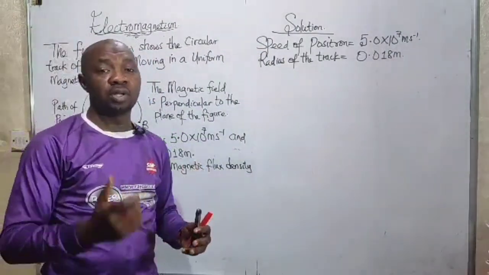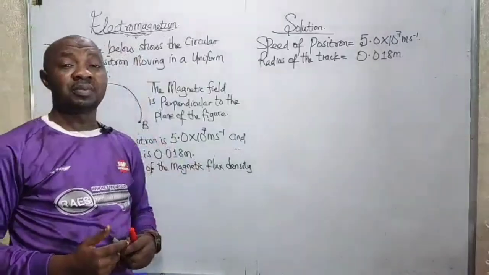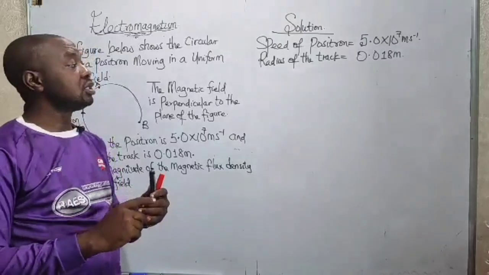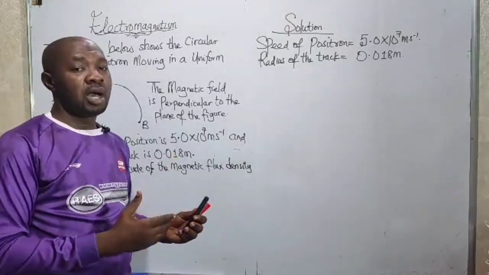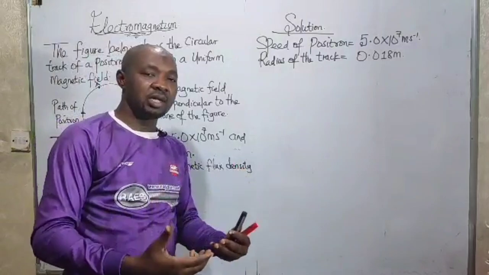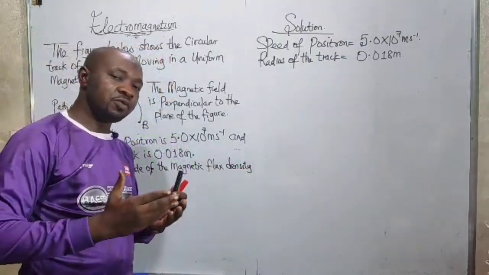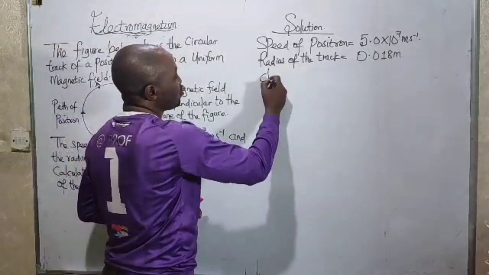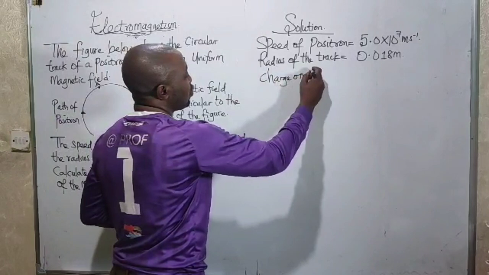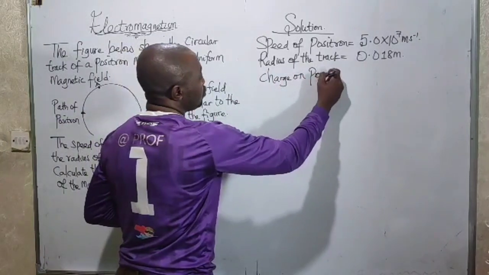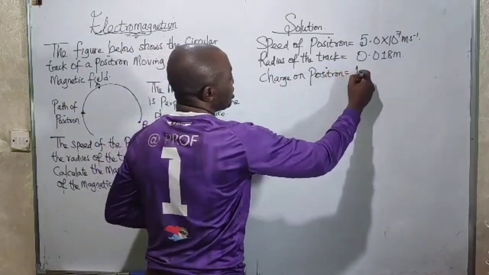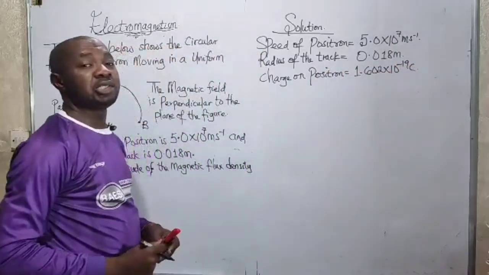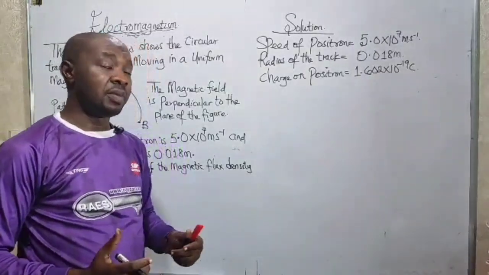So we've identified the two given values, but there are other values we need in order to calculate the magnitude of the magnetic flux density. We need the mass of the positron, and also the magnitude of the charge on the positron, because the charge is moving along the track. The magnitude of the charge on the positron is the same as that on the electron, which is 1.602 multiplied by 10 raised to the power of minus 19 coulombs.